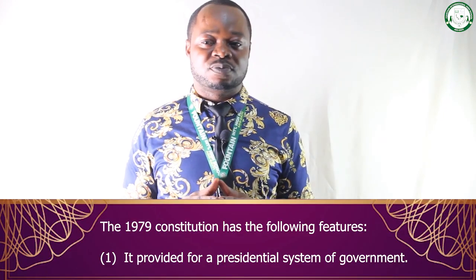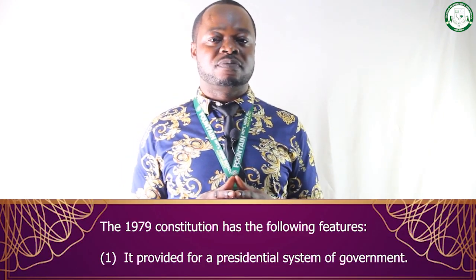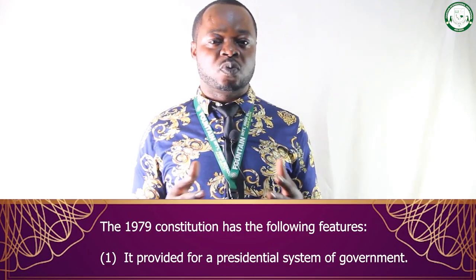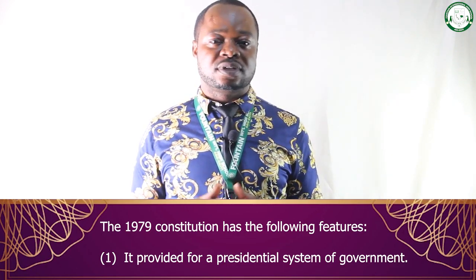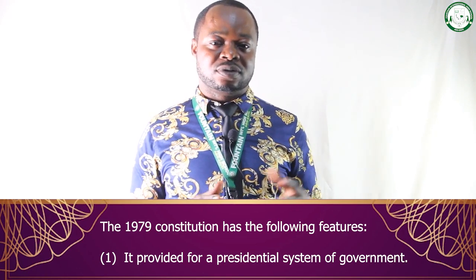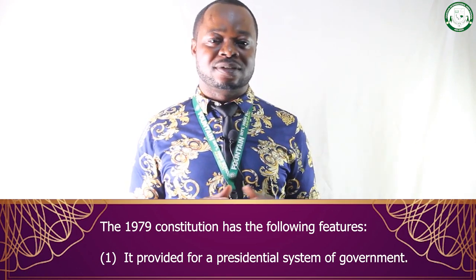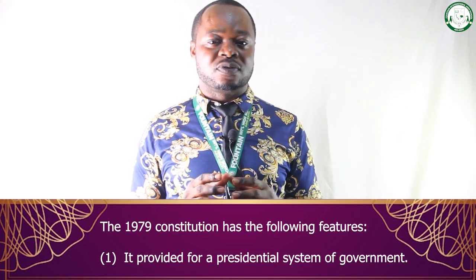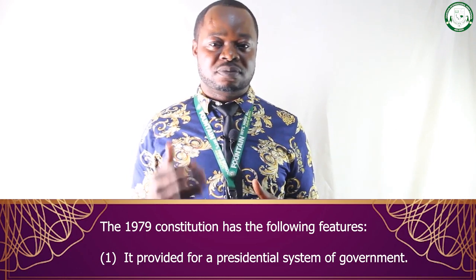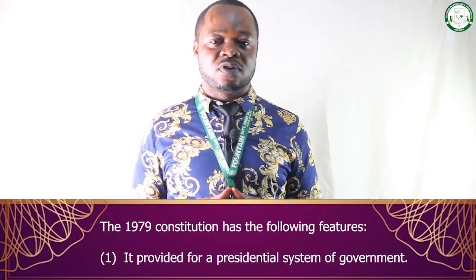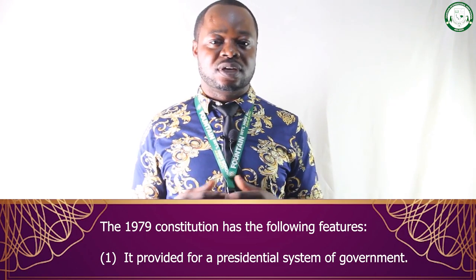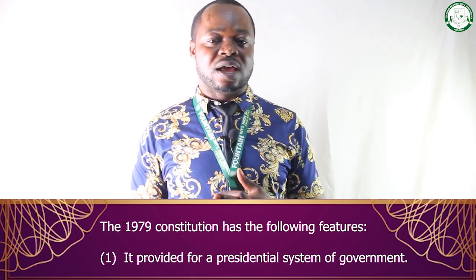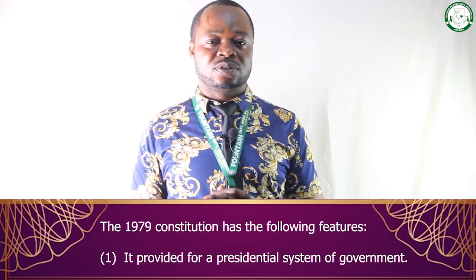At our level in JS3, we are only meant to understand the basic features of that Constitution. One of the features of the 1979 Constitution was that it introduced a presidential system of government. A presidential system is a system whereby the president is both the head of state and the head of government. It was unlike the 1963 Constitution that provided for a Republican system. So the head of state is also the head of government, as we have it under the 1999 Constitution.